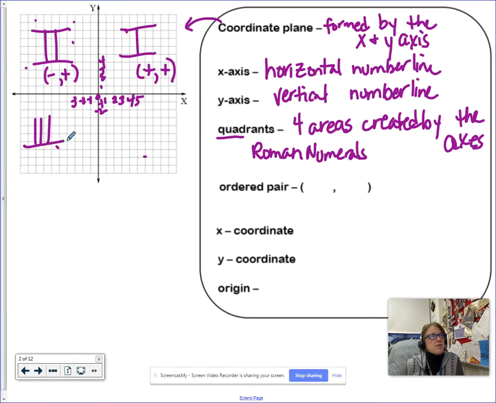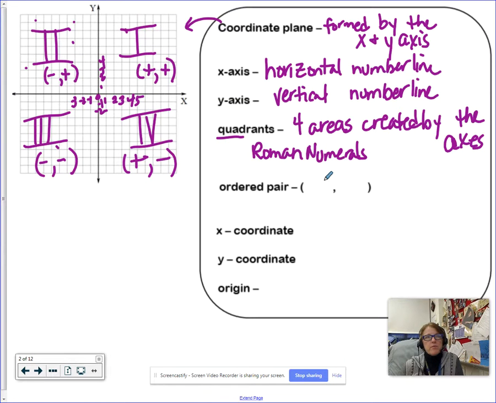Continuing on around this way, because we're going counterclockwise. This is quadrant 3. And this one, everything's negative because I'm going to the left of the origin and down. And now in Roman numerals, to write 4, you write IV. The coordinates here, the x coordinate is positive because I'm to the right of the origin. But then I have to go down, which makes my y value or my y coordinate negative.